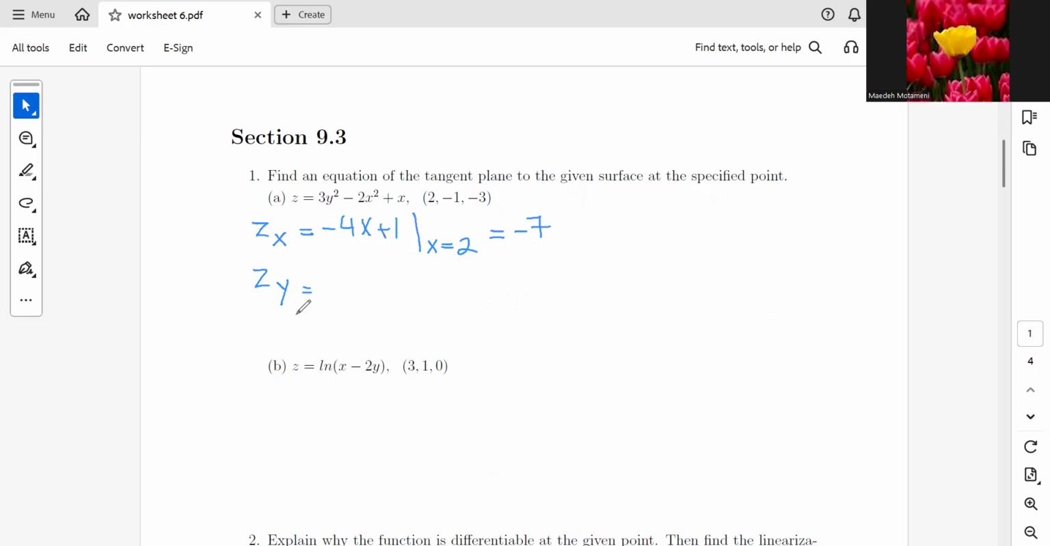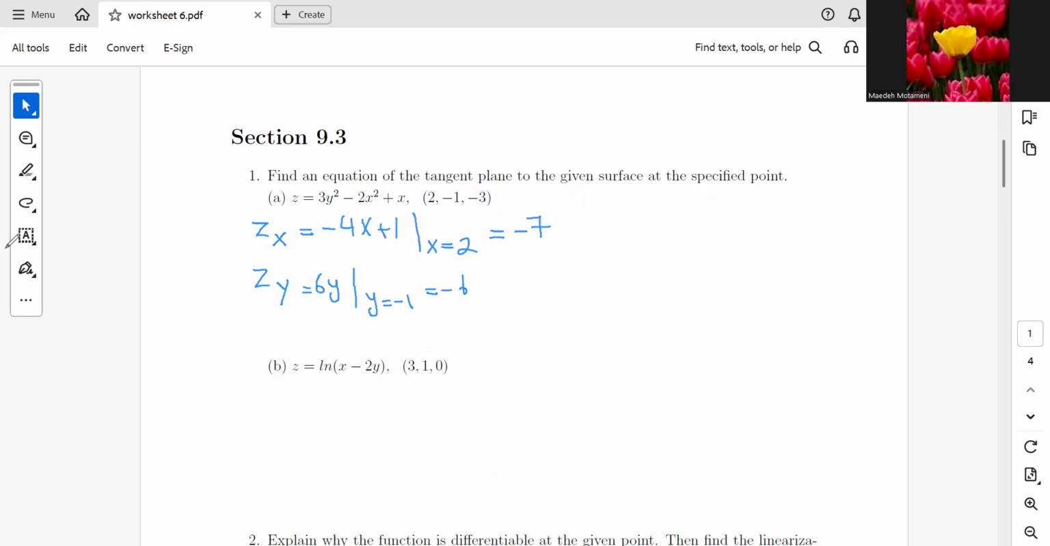For finding the derivative with respect to y, we only consider the first term because this is the only term that has y. Taking the derivative with respect to y gives us 6y. And y here is negative 1, so the answer would be negative 6.